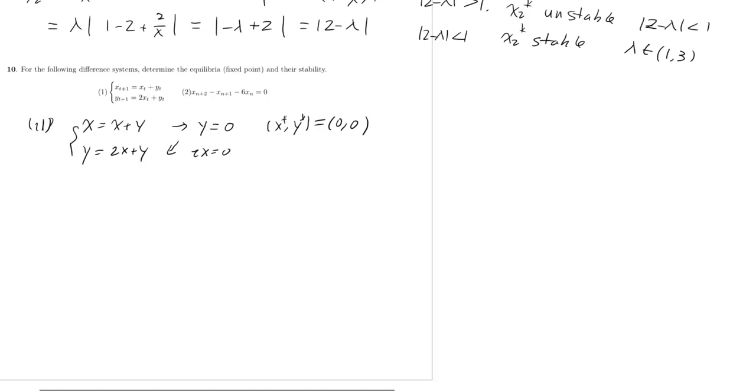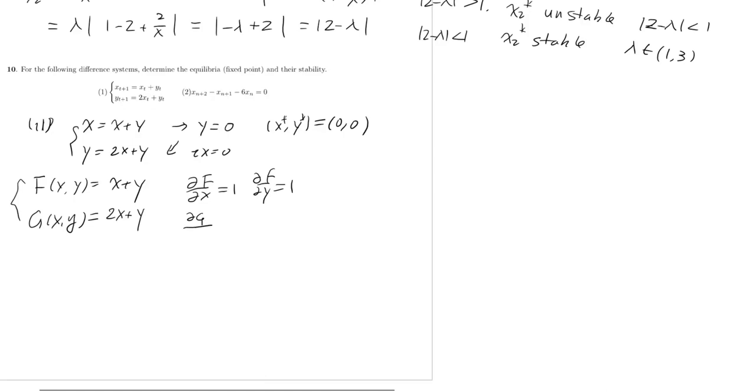Now how can we determine the stability? We still have two functions. One, we have f(x, y) equal to x plus y. That's from the first one. And then we also have the second one, g(x, y) equal to 2x plus y. Just like the continuous case, we take the partial derivatives. And then we have 1, the partial derivative with respect to y is also 1, and we have a matrix.